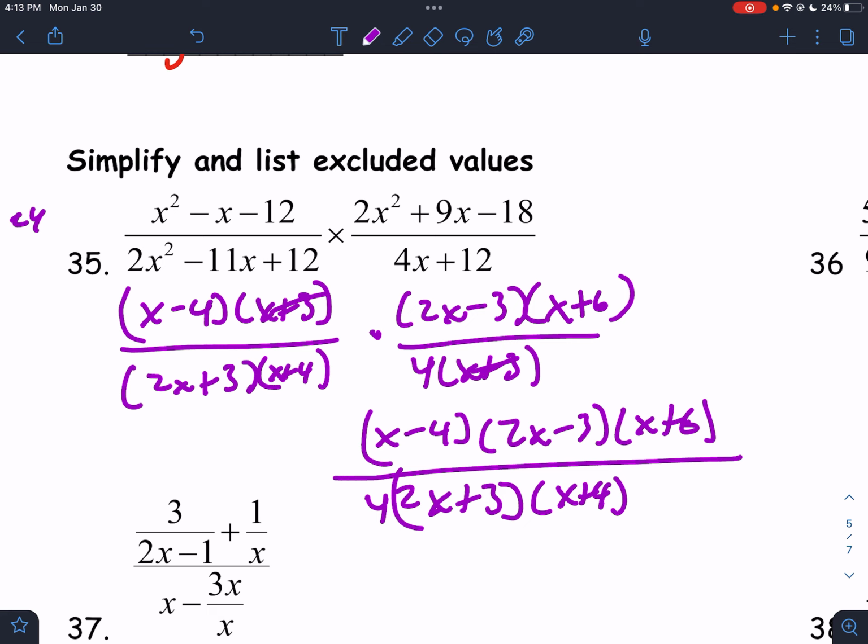I feel like I messed up. I definitely messed up. So that's why I keep pausing. I keep checking my work at the end. 2 times 12 is 24. Yeah, this is wrong.